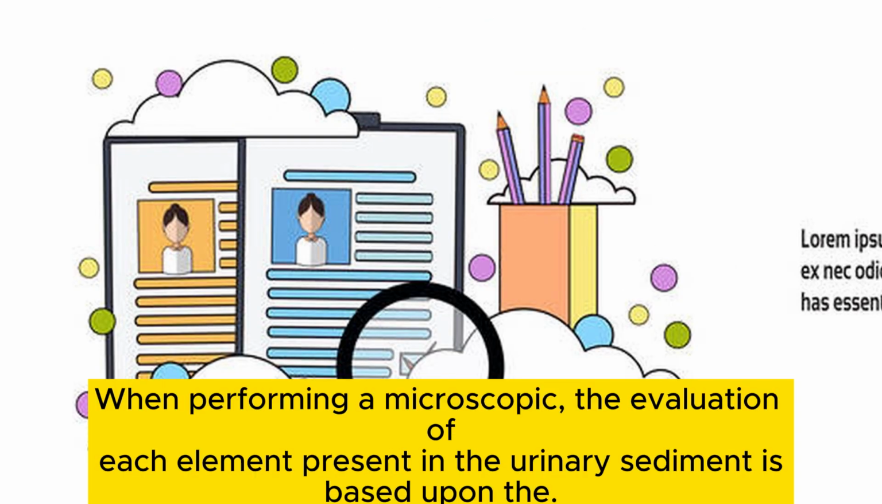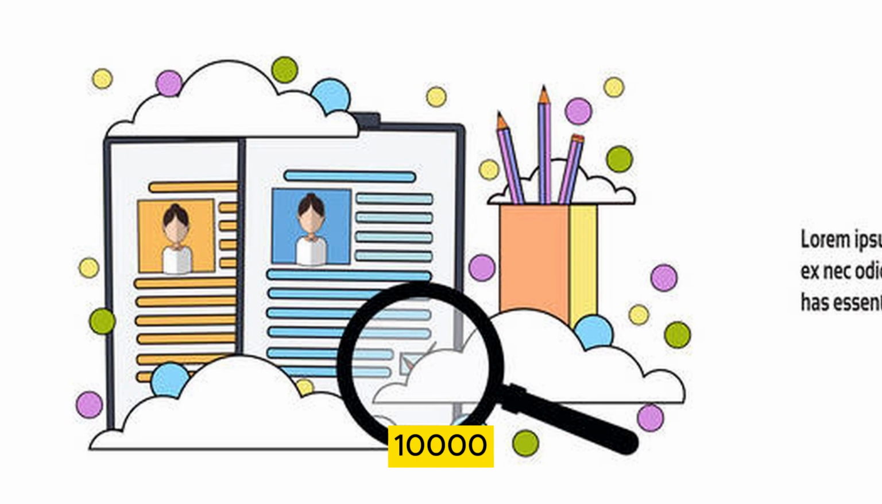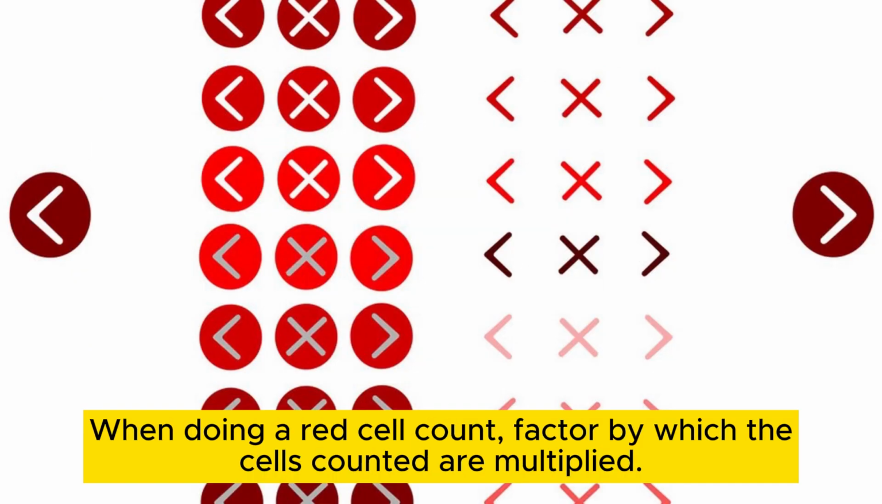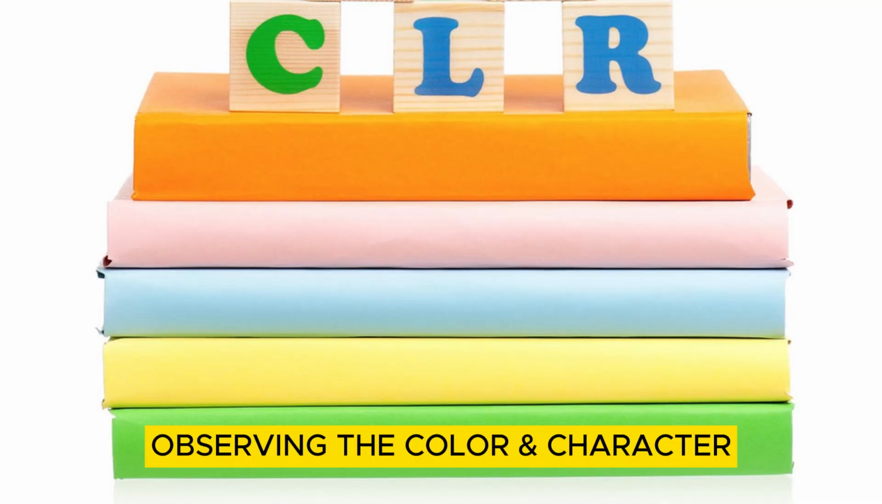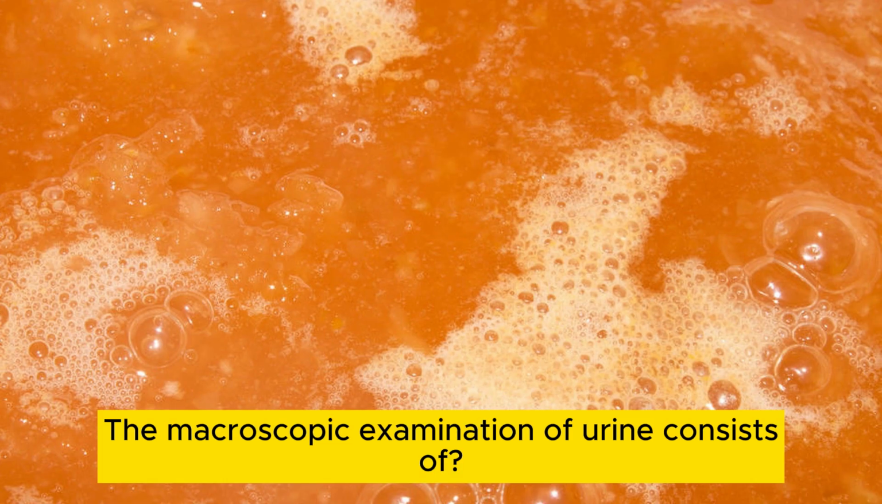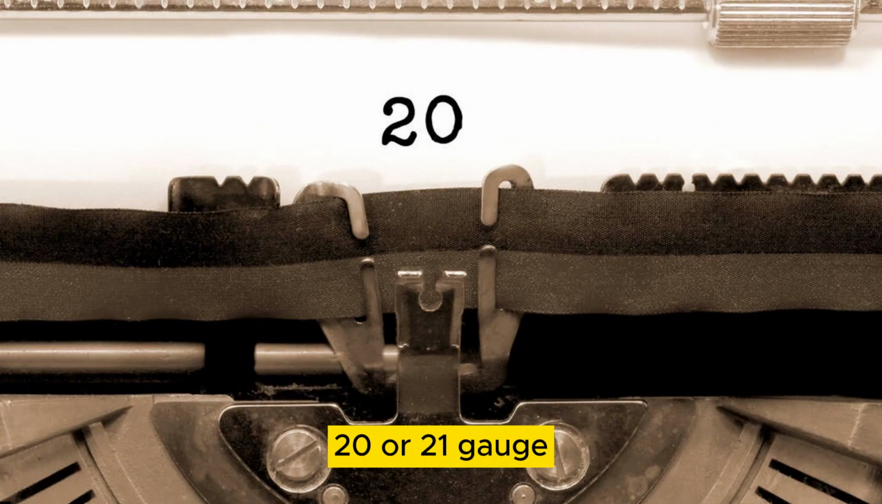When performing a microscopic examination, the evaluation of each element present in the urinary sediment is based upon the average number found in 10 fields. When doing a red cell count, the factor by which the cells counted are multiplied is 10,000. When focusing the microscope, one should begin with which objective? 10x. Observing the color and character: the macroscopic examination of urine consists of this.